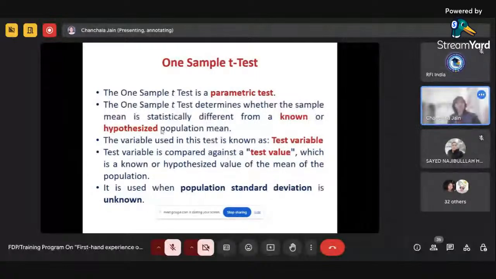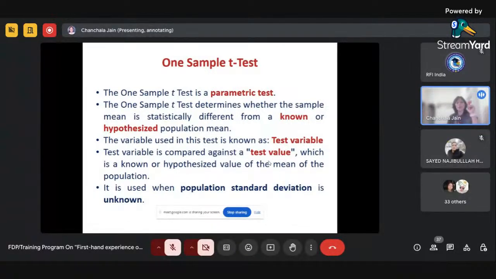You need to decide that the population from which this sample is coming will have an approximate mean. So there are two things in case of population mean: it should be either known to you or you need to assume the population mean value, right? Then the variable used in the test is known as the test variable. Whatever variable I want to test here is known in SPSS as the test variable, right? So we are comparing the test variable against the test value, and this test value will be the value of your population mean, right?